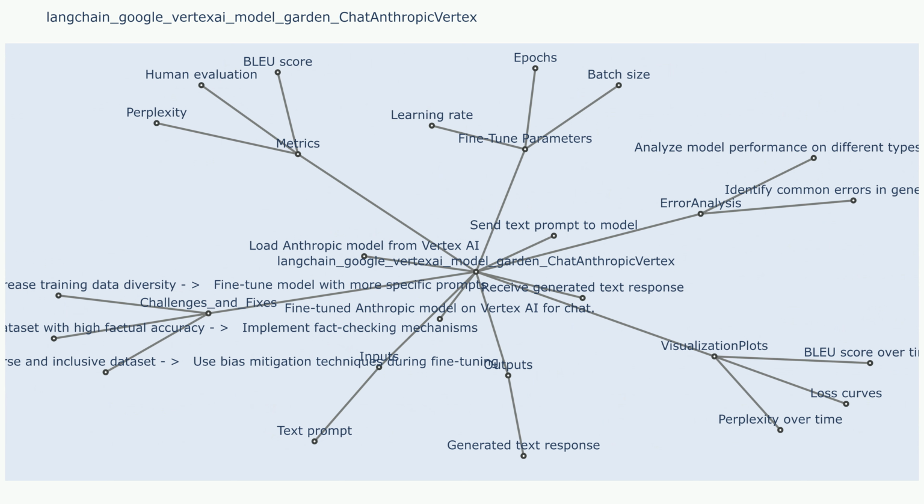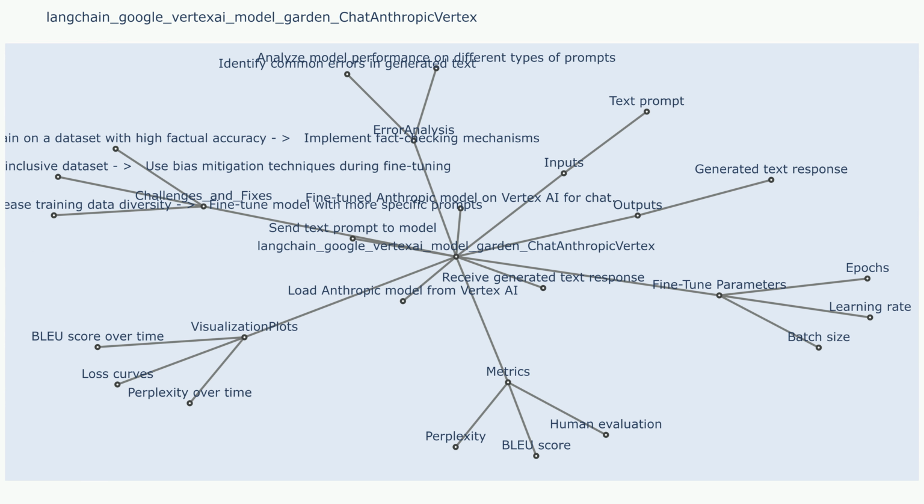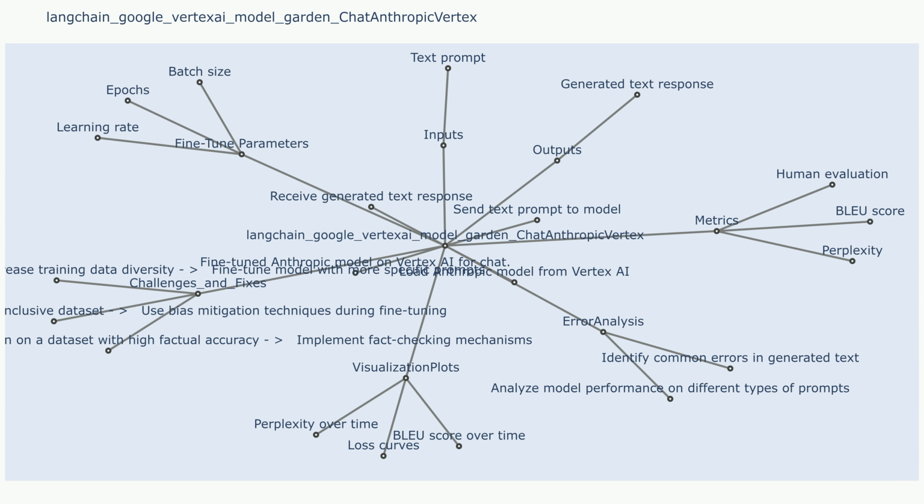Visualization plots. Confusion matrix: if applicable, visualize the model's accuracy in classifying different categories or labels. Attention maps: if applicable, visualize the attention weights of the model to understand how it focuses on specific parts of the input text during processing.